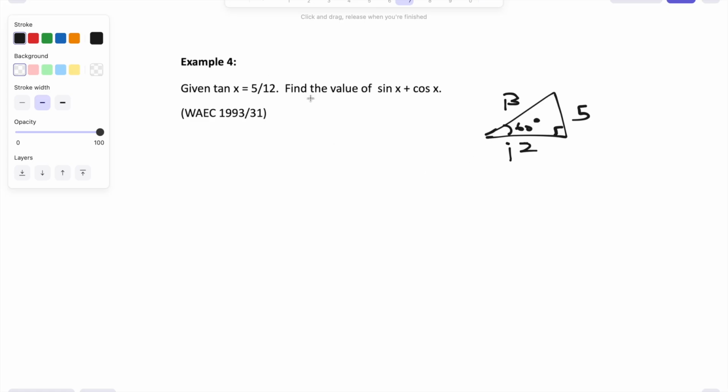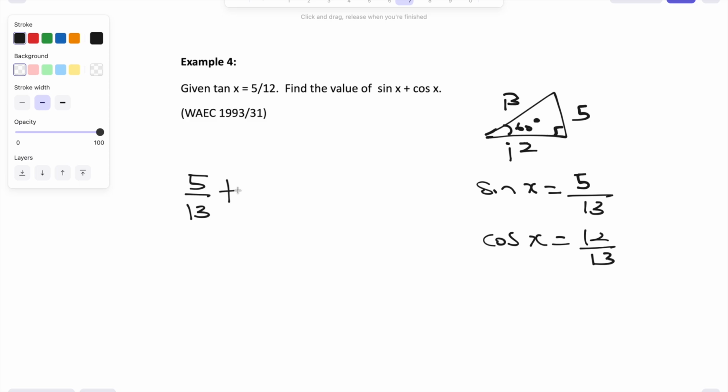So if tan x is 5 over 12, tan is opposite over adjacent, right? 5 over 12. So sine x will be what? Opposite over hypotenuse, which is 5 over 13. And then our cos x will be equal to what? Adjacent over hypotenuse, 12 over 13. So let's add 5 over 13 plus 12 over 13, and I'll give you 17 over 13. Let's see if we're correct.